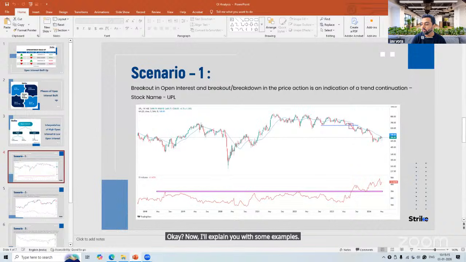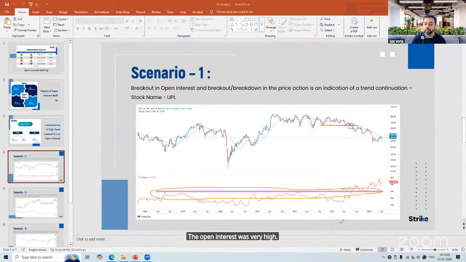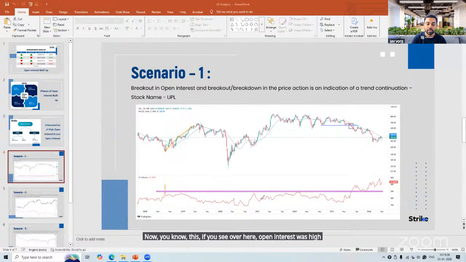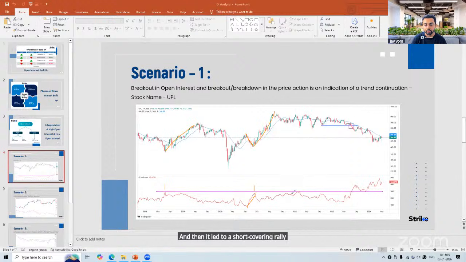So see, over here you can see that there was a major breakdown that occurred, and if you see the 5-6 years of data, the open interest was very high. Now, if you see over here, open interest was high, it led to a trend reversal. Over here also, it was in this shorting where open interest was very high, and then it led to a short covering rally, and you saw the price play out that way.